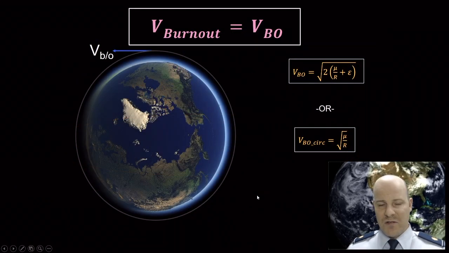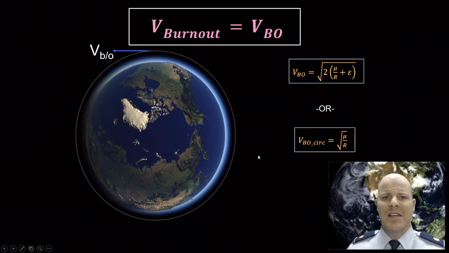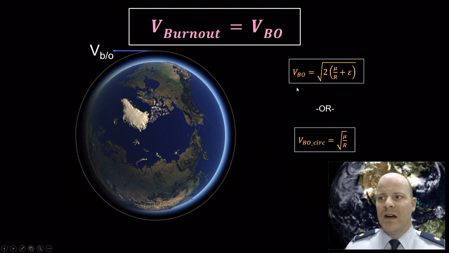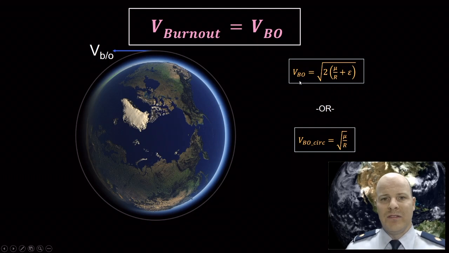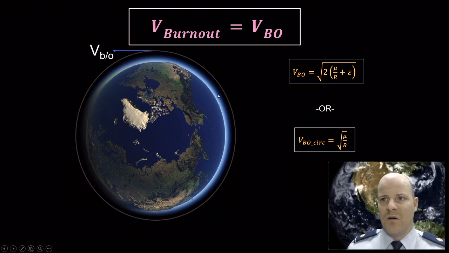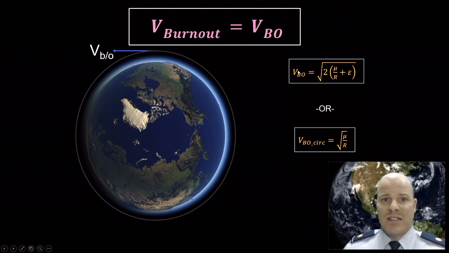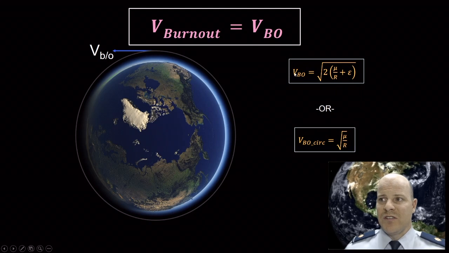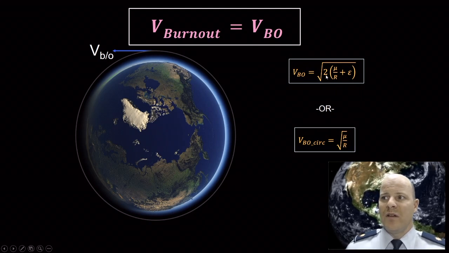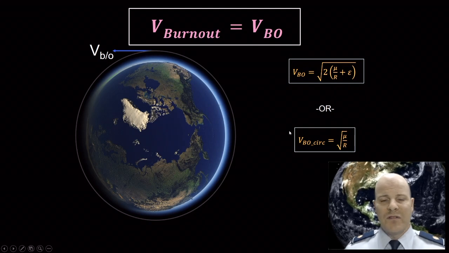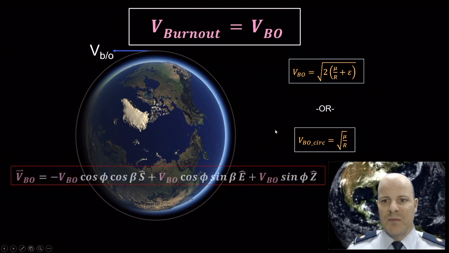Let's start with VBO. VBO is a velocity that you've actually calculated starting in block 1. VBO in this block is the velocity that we need depending on whether we're in a circular or an elliptical orbit. And we know the velocity for a circular or elliptical orbit is just simply a relationship with this equation. So V equals the square root of 2 times the quantity mu over r plus epsilon. Or if you're in a circular orbit, it's a little bit simpler.